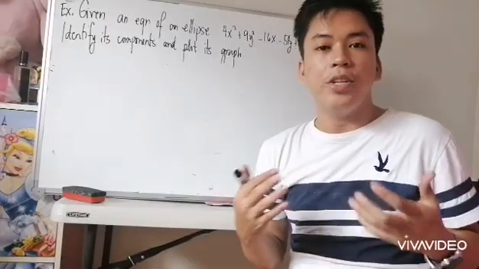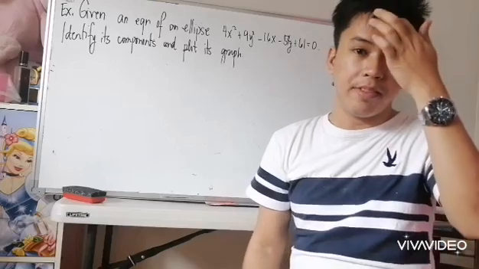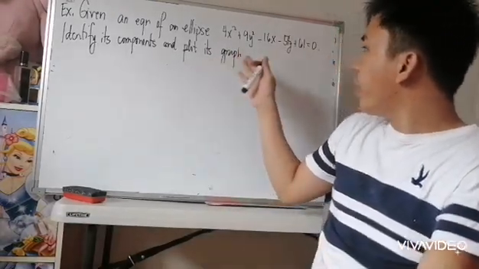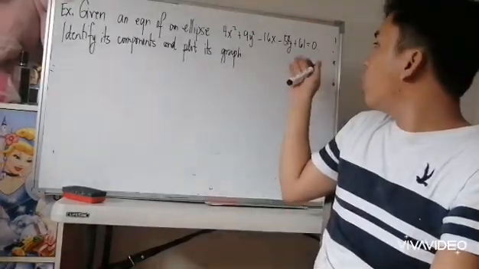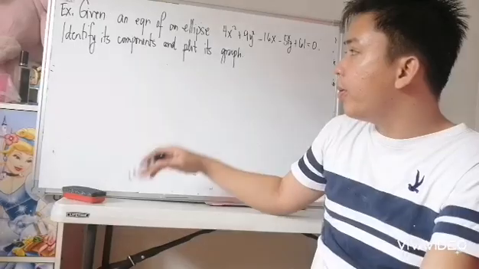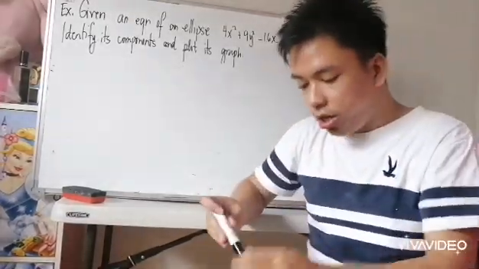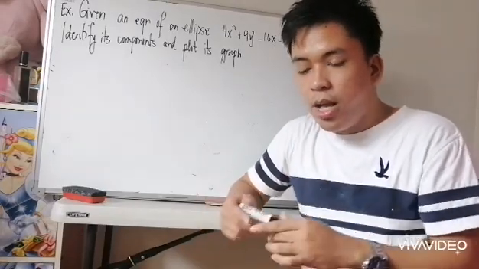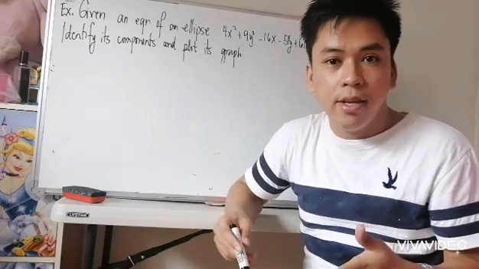Okay, this time we're going to discuss another example of the problem involving ellipse. Given an equation 4x squared plus 9y squared minus 16x minus 54y plus 61 equals 0, identify its components and plot its graph. So before we start solving this one, how are we going to know if such equation is an equation of an ellipse?